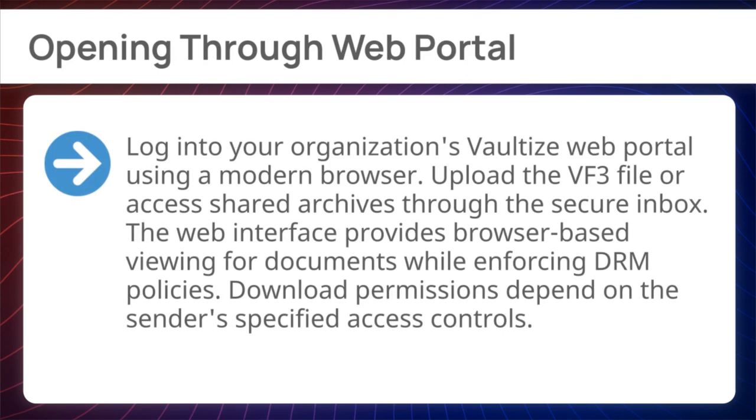Next, opening through Web Portal. Log into your organization's Vaultize web portal using a modern browser. Upload the VF3 file or access shared archives through the secure inbox. The web interface provides browser-based viewing for documents while enforcing DRM policies. Download permissions depend on the sender's specified access controls.